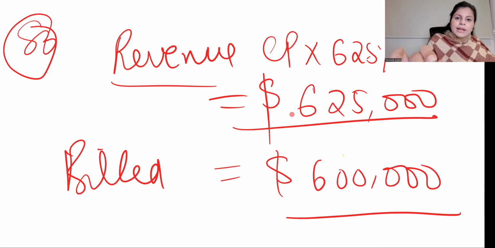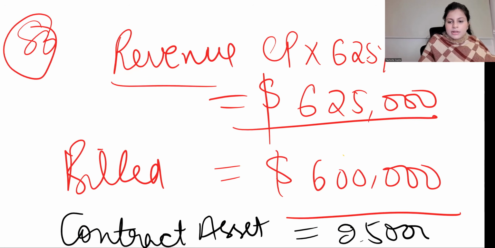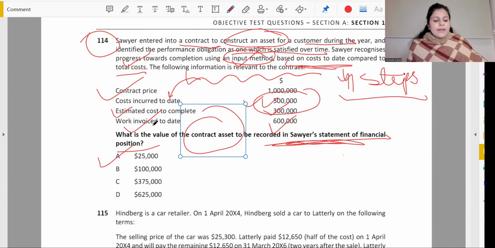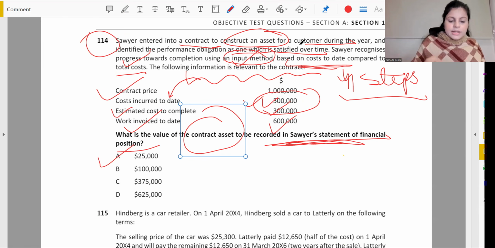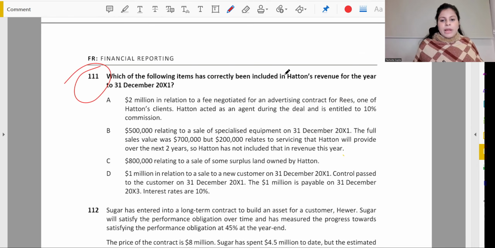So what is your contract asset? What's your extra work that you've done? What's your contract asset? 25,000. So my answer is contract asset of 25,000. So these are the steps that you follow to calculate your contract asset or contract liability. Right? So we've done a very major portion of IFRS 15. Usually that's what is asked from IFRS 15.